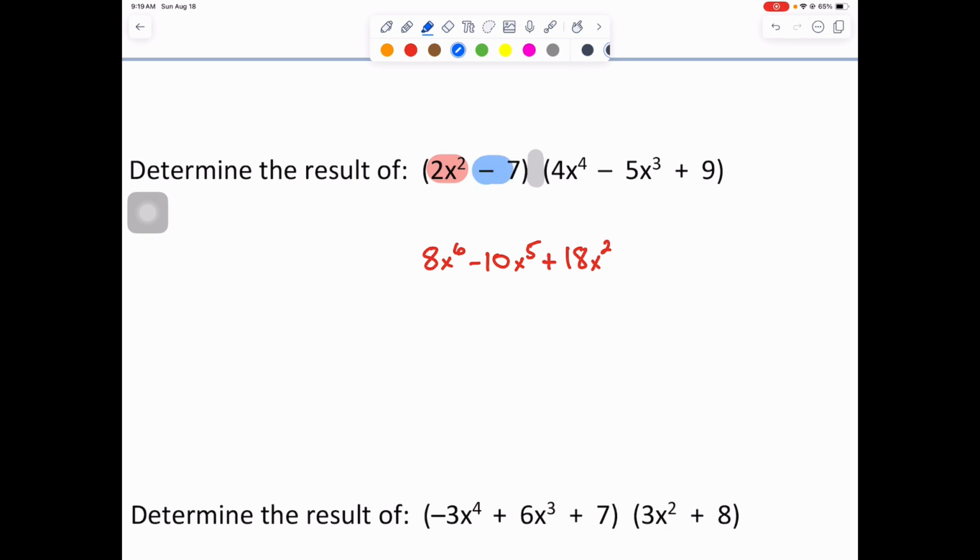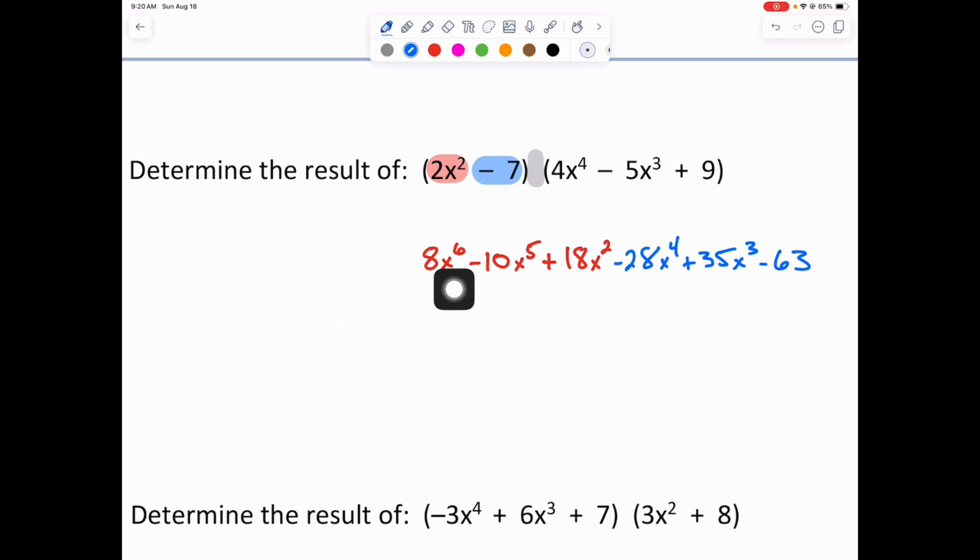Then we will take our second term, and we're going to align to combine if we can combine anywhere, okay? If not, we'll rewrite it at the end. We have negative 7 times 4x to the fourth, so negative 7 times 4 is negative 28. Don't forget the x to the fourth, so negative 28x to the fourth. And then we have negative 7 times negative 5, giving us a positive 35x cubed, so plus 35x cubed. And again, we can't combine that with anything, but negative 7 times 9 is negative 63.